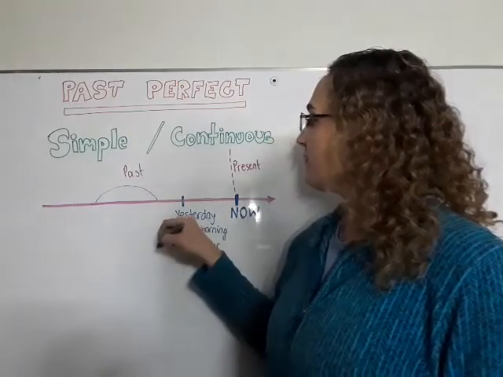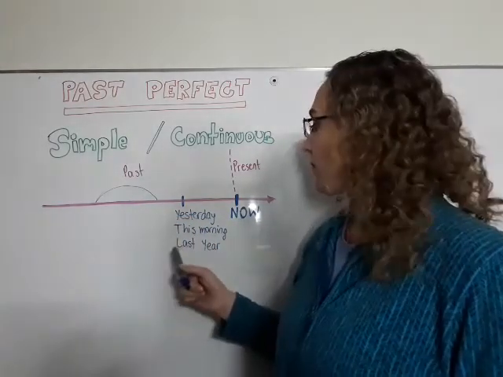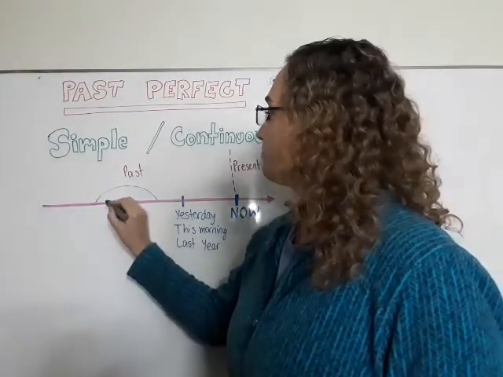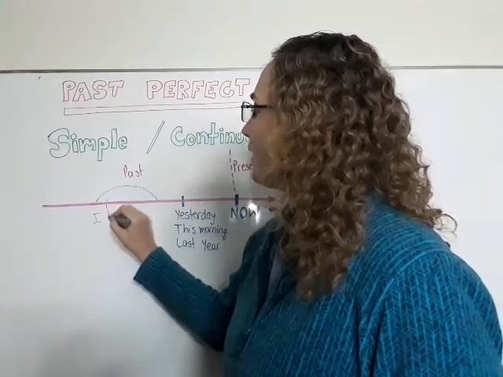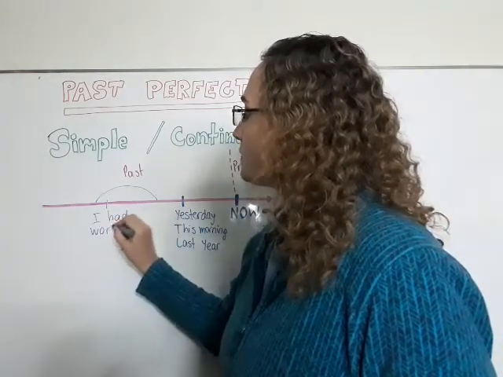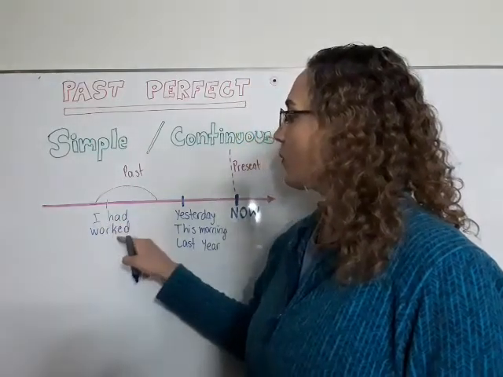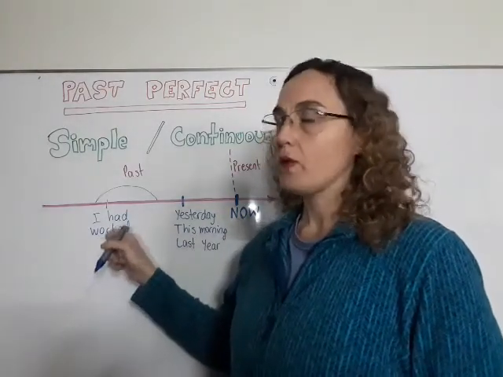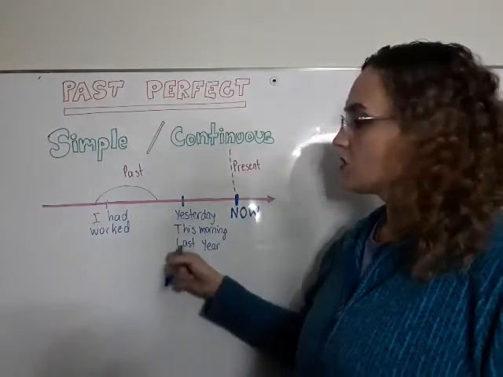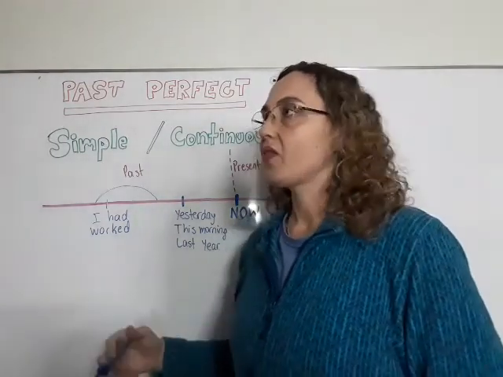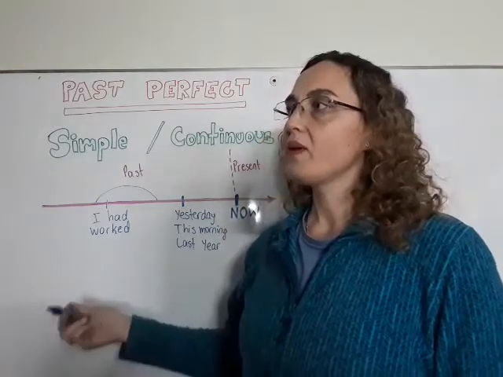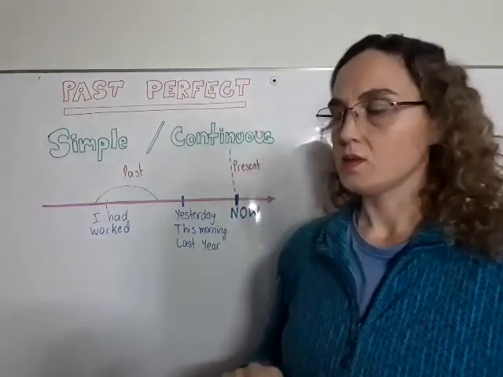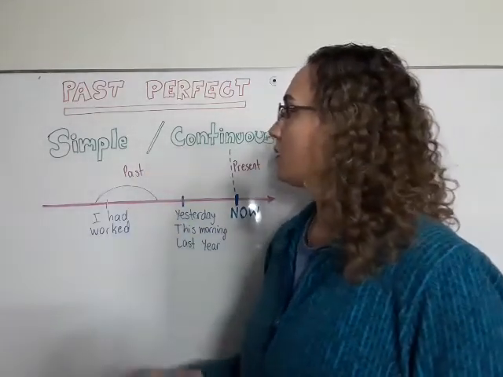For example, something that happened before yesterday or before this morning, I could say that I had worked before this morning, or I had worked before I came to English classes, or I had finished my book before they gave me the other book. Okay, so something that happened before another action in the past.